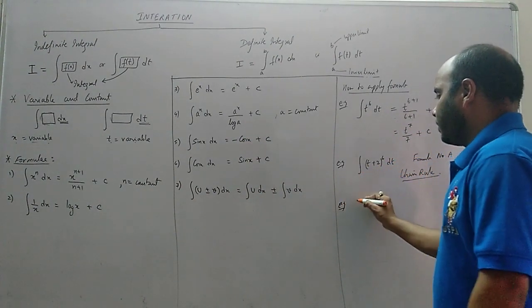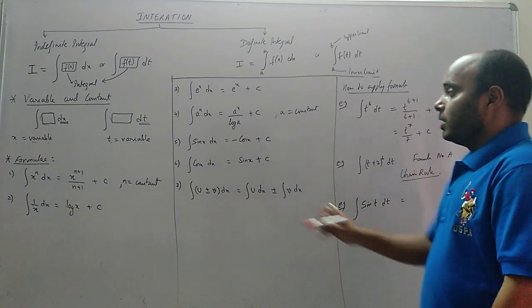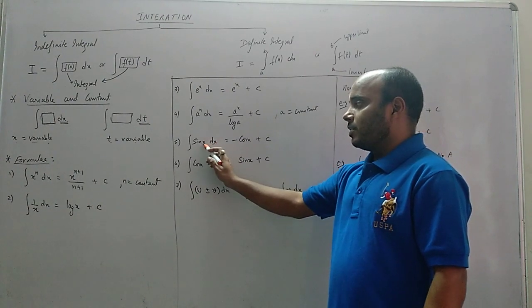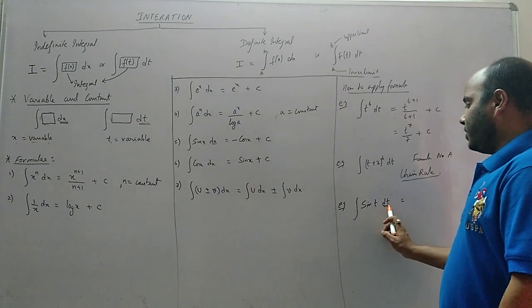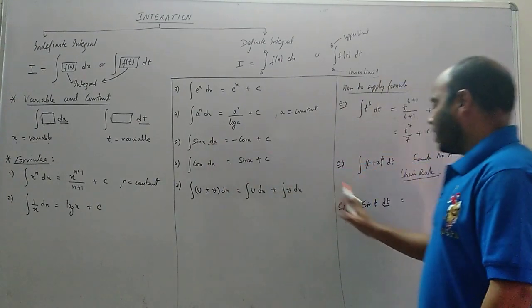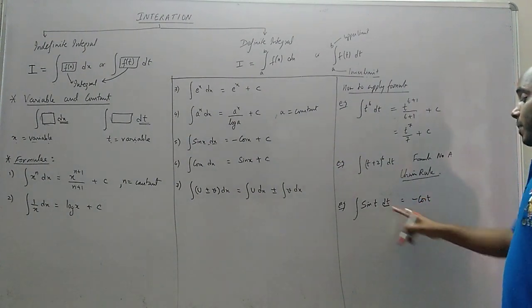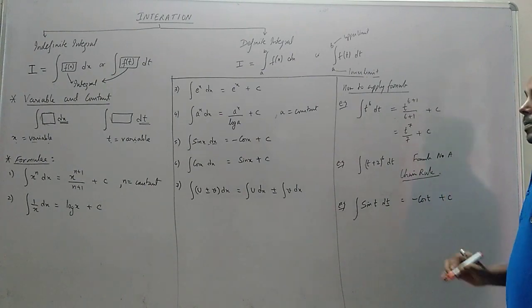Let's take one more example. Integration of sin t dt. Now see, integration of sin x dx. Here we have dx, here we have x. Integration of sin t dt. Here we have dt, here we have t. So it's matching with the formula. So what is the answer? Minus cos t. We apply the formula, the integration sign is gone, plus c.